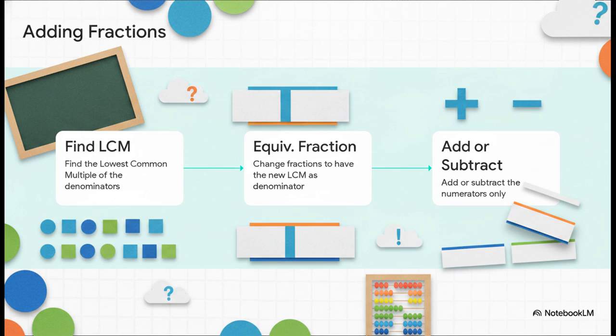So here's the absolutely crucial point to remember. You only ever add or subtract the top numbers. You never ever add the bottom numbers. And hey, if you get hit with a complex statement that has both addition and subtraction, just remember your BODMAS rules. Always, always do the addition before the subtraction.